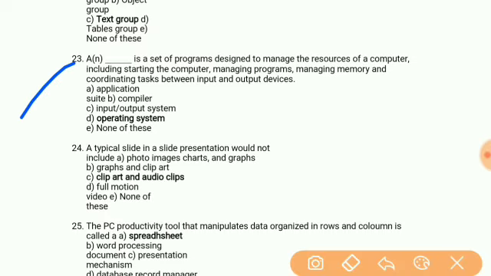Then a dash is a set of programs designed to manage the resources of a computer, including starting the computer, managing programs, managing memory and coordinating tasks between input and output devices. The operating system does all of this: starting the computer, managing memory, everything. The operating system does this work.